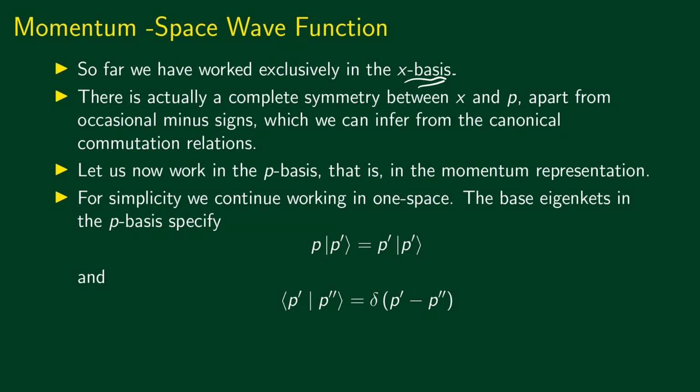Now there is actually a complete symmetry between x and p. You might be familiar with this from your classical mechanics. In the Hamiltonian formalism, you might have treated x and p symmetrically, right? But there will be an occasional minus sign. For example, if you look at the commutator of x and p, this is i h bar. But if you interchange x and p, so instead of x, I write p, and instead of p, I write x, then I get a minus i h bar.